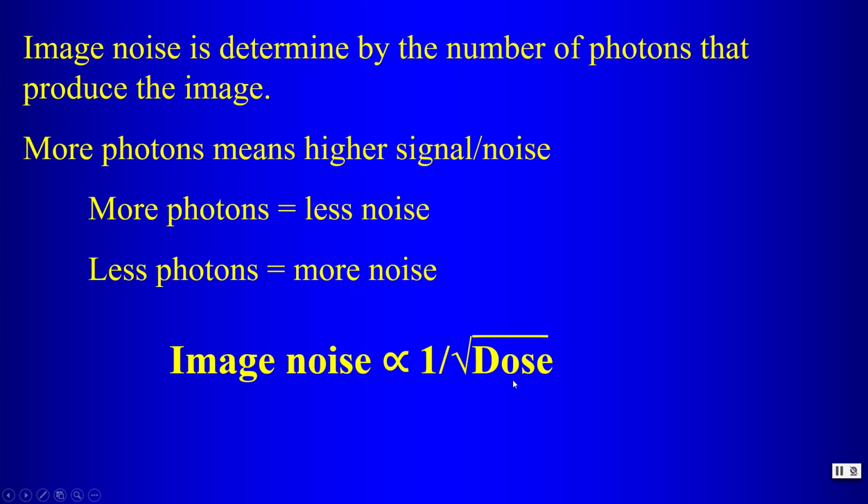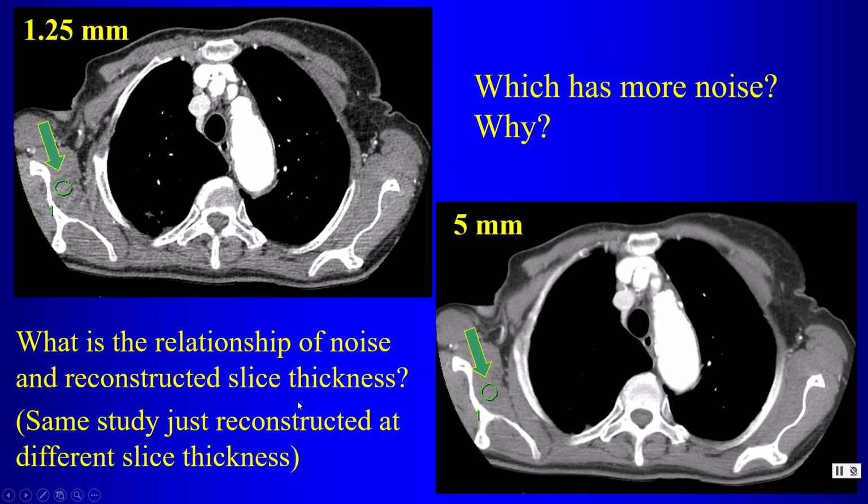So it's an inverse relationship, and you can understand that as you increase the dose, you will be decreasing the amount of noise within your image. And that's the trade-off that you have to make for protocols where you try to decrease the dose. As we decrease the dose, we will be increasing the image noise.